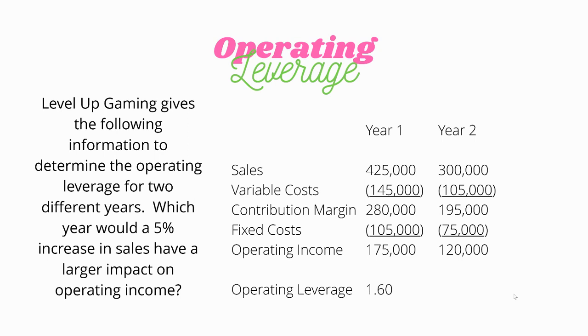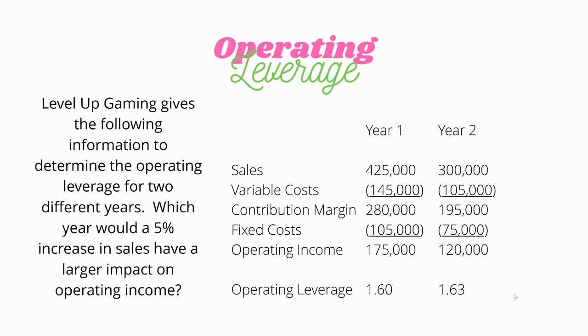In year 2, sales is $300,000. Variable costs are $105,000, giving us a contribution margin of $195,000. Fixed costs are $75,000, giving us an operating income of $120,000. To determine the operating leverage for this one, we will take again contribution margin divided by operating income, or $195,000 divided by $120,000. This gives us an operating leverage of 1.63.